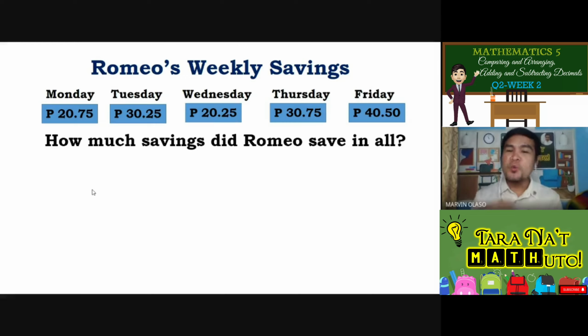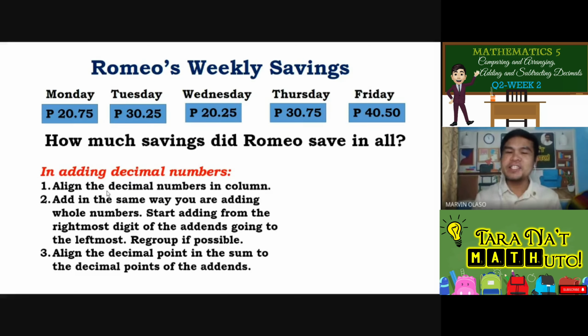So since we are talking again of the words in all and we need to get the total amount, what is the operation that we are going to use in order to get the total? So what is that operation? Correct. It's addition. So we are going to add now these numbers. Since our topic is all about adding decimal numbers, paano nga ba ang pag-add? How do we add decimal numbers? So that's what we are going to talk about.